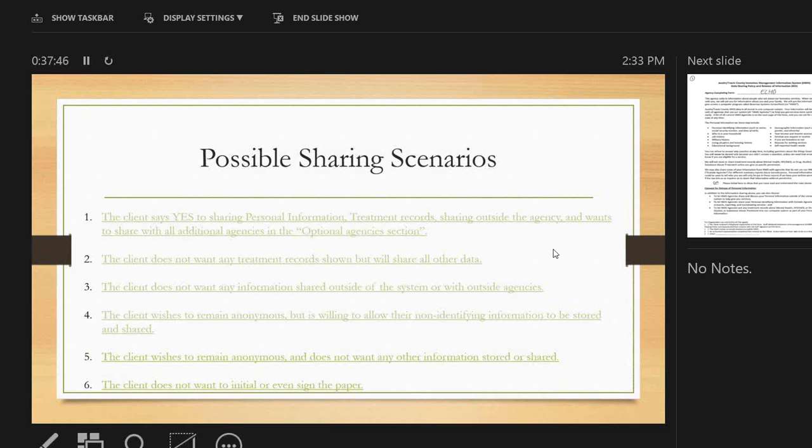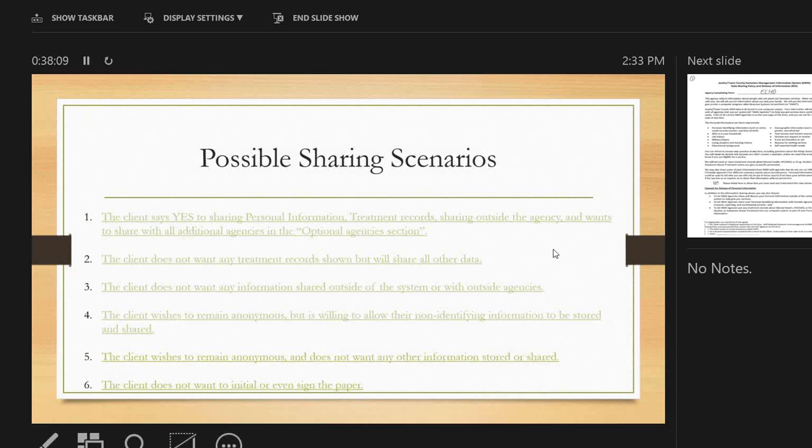So very importantly, let's just touch on that one more time, though. A client remaining anonymous is very, very rare, but no client can be denied services for not answering a question or signing this form, and that includes their name, social security number, date of birth. They can't be denied services for any of those pieces of information unless you need that specific piece of information to determine if they're eligible for your service.